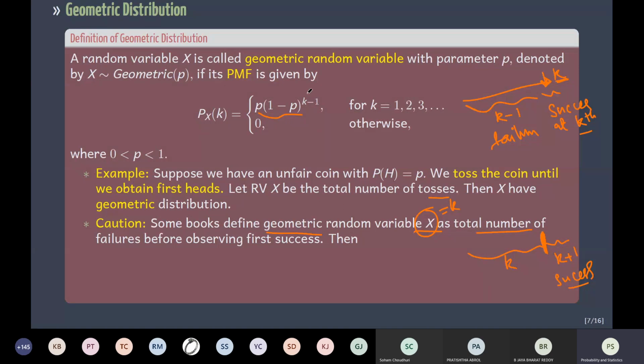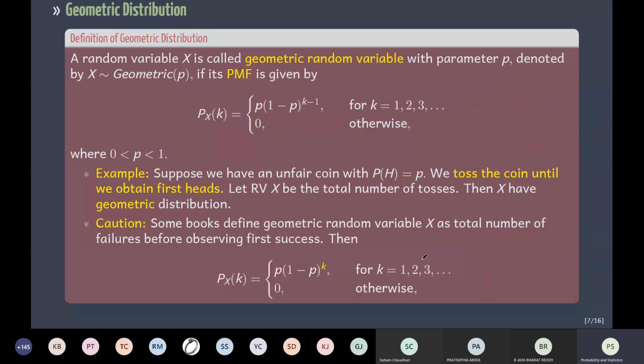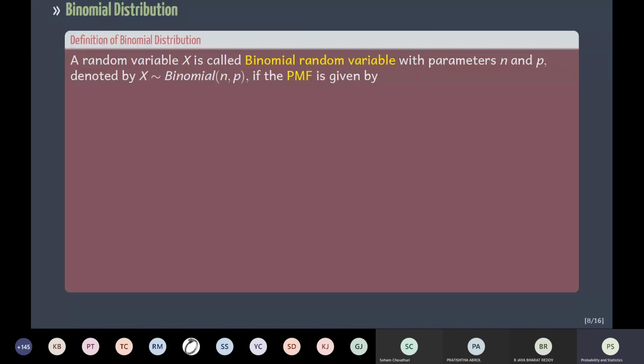That's why there is a slight change sometimes in the book. You have seen the total number of failures, which is k, and then you have seen the success at the k plus 1th step. That's why there is a slight difference. These are just common sense, so when dealing with a problem, you know what to do. It's just a notation thing. K is just arbitrary here.